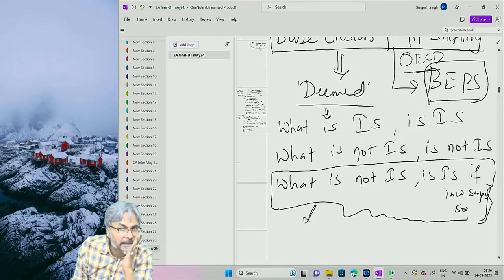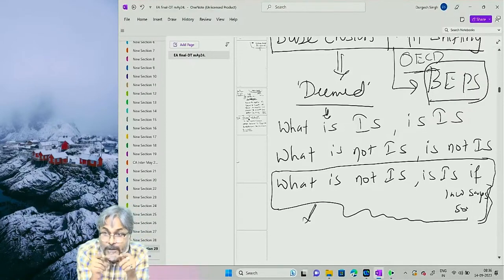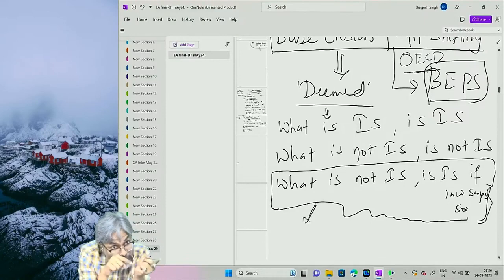That nexus is the key. You cannot blindly introduce it. So what is the nexus here? You said it, sir. The property is in India. That is the nexus. The house property is in India, no?